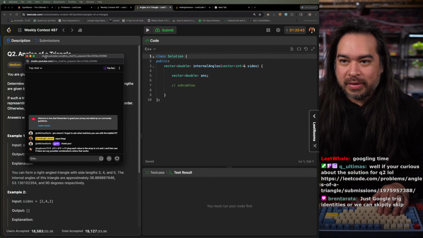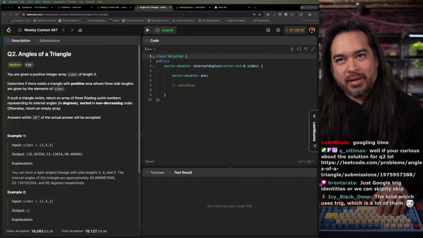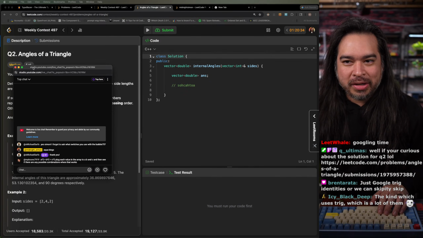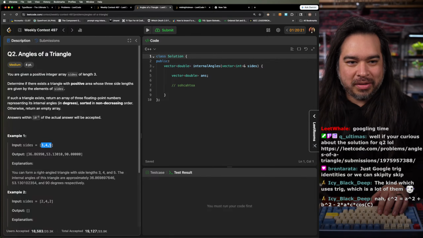Ray Coons from YouTube says a squared plus b squared equals c squared. Is that for all triangles, man? But then, what do I do with that?